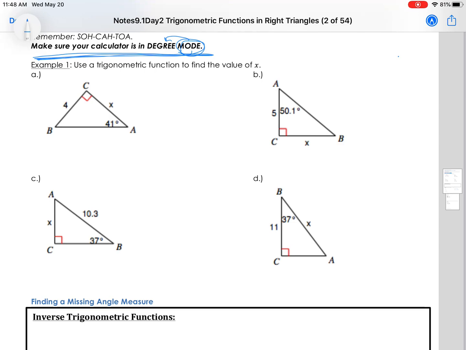So again, please make sure anytime you are doing trig now moving forward with math, make sure you are in degree mode for this. It does not affect any other course. It only affects the trigonometry that we're doing right now.